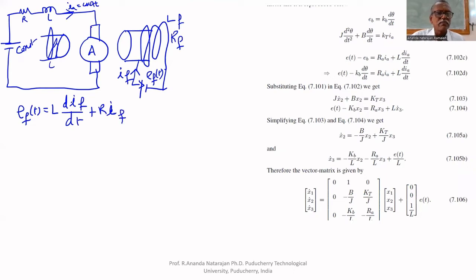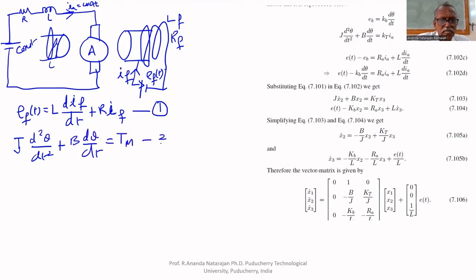RIF. There is no back EMF here. First equation. Second equation is J d square theta by dt square plus B d theta by dt equal to Tm, as we have seen in the previous. The third equation is Tm equal to Kt IF, not Ia. That is the third equation.